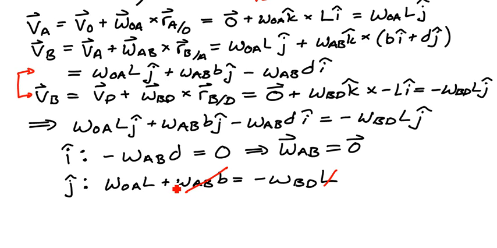I can then cancel out the L's on each term, and what I get is quite simply that omega BD is going to equal minus omega OA, and if I want to write that in vector form, I can append a k.